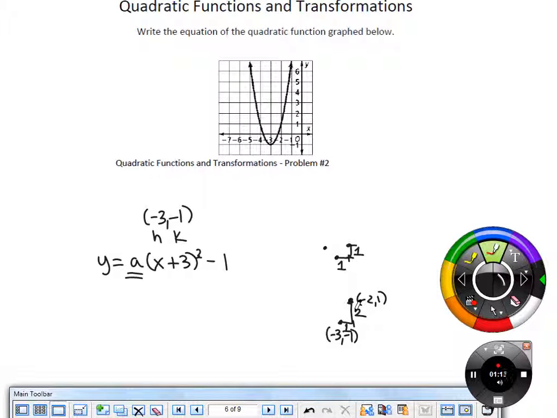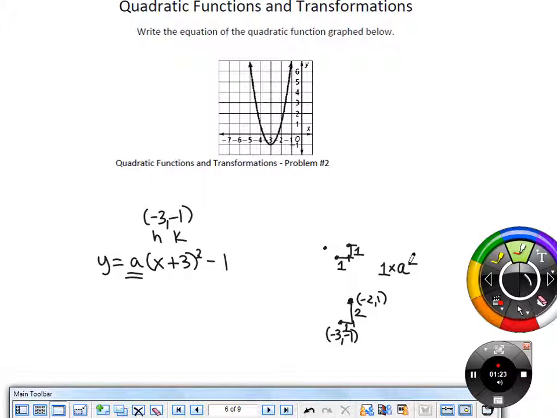Okay? So one thing you could do is you could ask yourself, what a value was the original parent distance of 1 multiplied by to give us this new distance of 2? And if you divide both sides by 1, you would have that a is equal to 2. So there is a stretch of 2 happening, which is why the a value is 2.